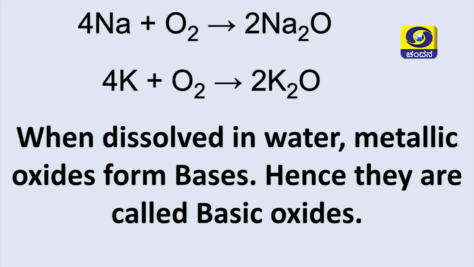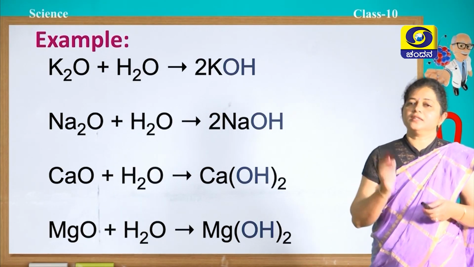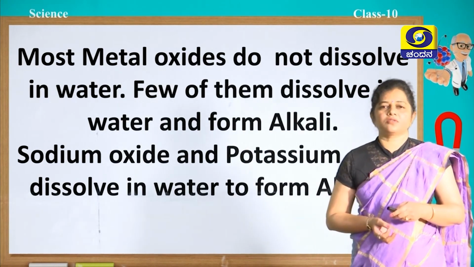Now we can see here sodium reacting with oxygen forms sodium oxide and potassium reacting with oxygen forms potassium oxide. When you dissolve these oxides in water, for example, potassium oxide dissolved in water forms potassium hydroxide, KOH, and sodium oxide dissolved in water forms NaOH, sodium hydroxide. Similarly, calcium oxide, when dissolved in water, forms calcium hydroxide. Magnesium oxide, when dissolved in water, forms magnesium hydroxide. Potassium hydroxide, sodium hydroxide, calcium hydroxide, all of them are strong bases. Most metal oxides do not dissolve in water.